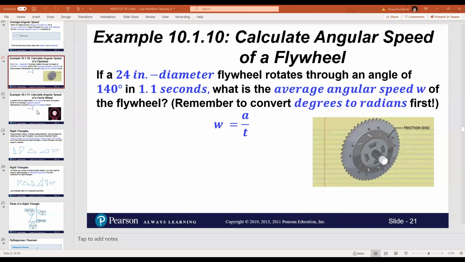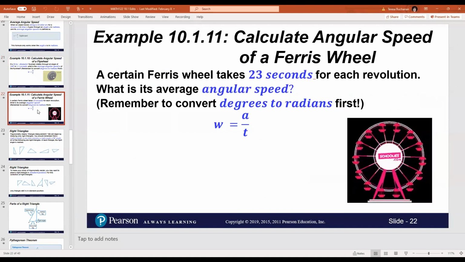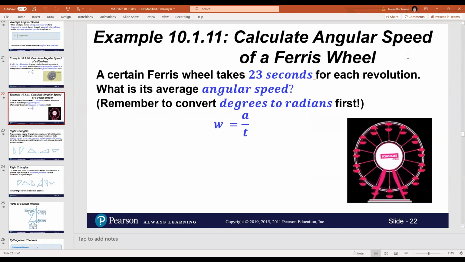Okay. Here's another fun one. Calculate angular speed of a Ferris wheel. So a certain Ferris wheel takes 23 seconds for each revolution. Again, each revolution means all the way around. 23 seconds to make that distance.